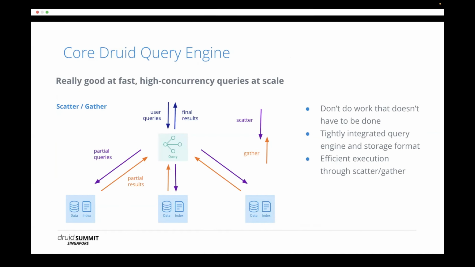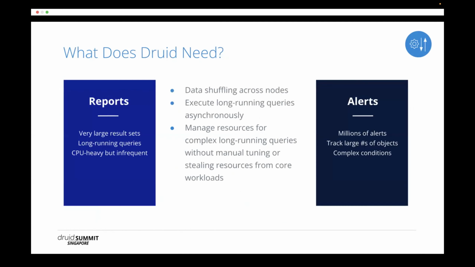The current core Druid engine uses this kind of approach where the query comes to a query node and then it is scattered and then the results are gathered and put together. So this is very useful when you have the need for extremely interactive queries, but not so useful when you need reports and alerts.